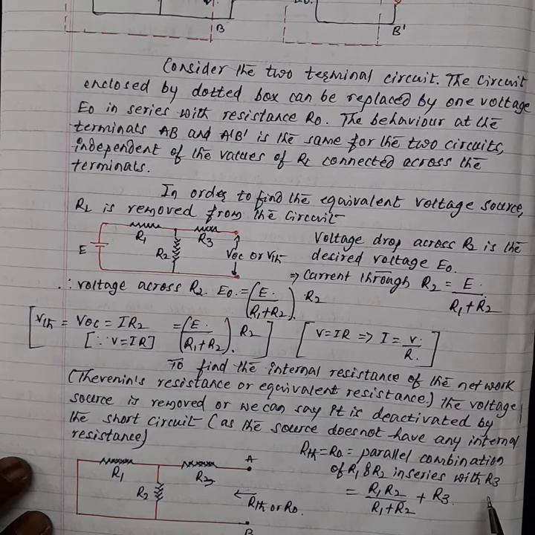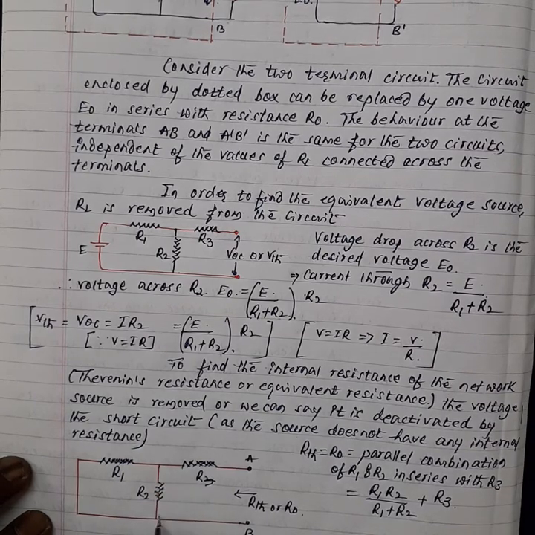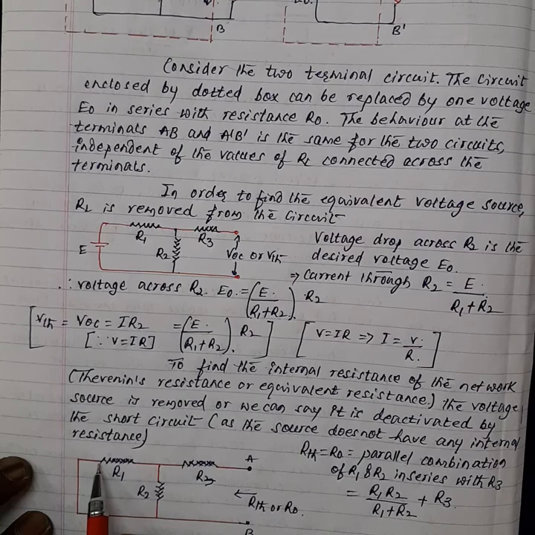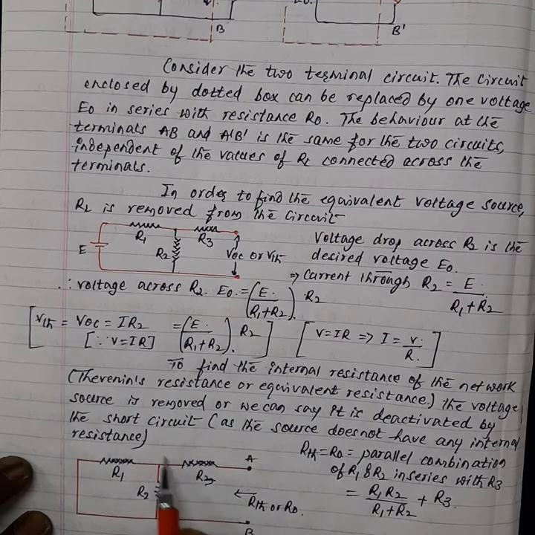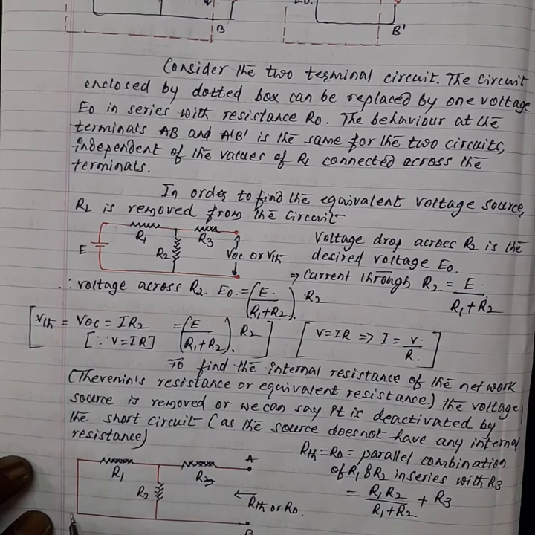So when we are saying parallel, that is when both the terminals of the resistors are connected to each other, we can call it parallel. Here you can see this terminal is connected to this, and the second terminal is connected to the second terminal. So this is how we can convert this one into the parallel circuit.